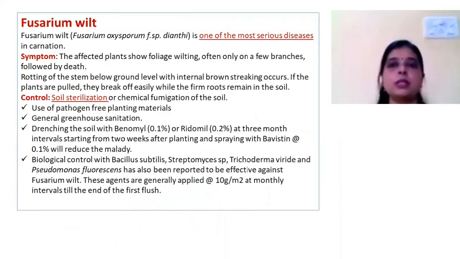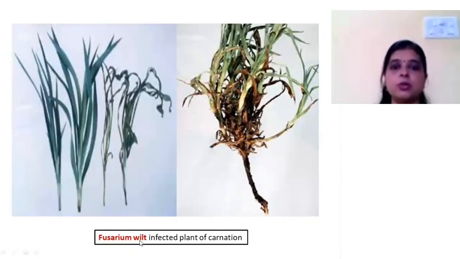Fusarium wilt is one of the serious diseases of carnation, and the plant becomes wilted. Rotting of the stem below ground level occurs. To control this disease, soil sterilization is practiced, or use of pathogen-free planting material is done. Sanitization is required. Biological control with Bacillus subtilis and a number of other biological agents can be used for prevention of Fusarium wilt. This figure shows a Fusarium wilt infected plant of carnation.